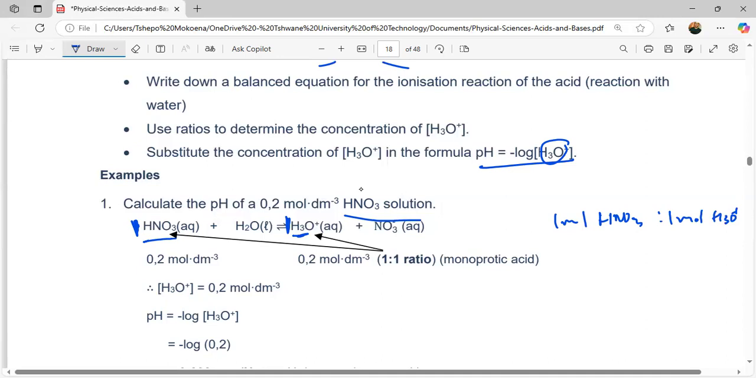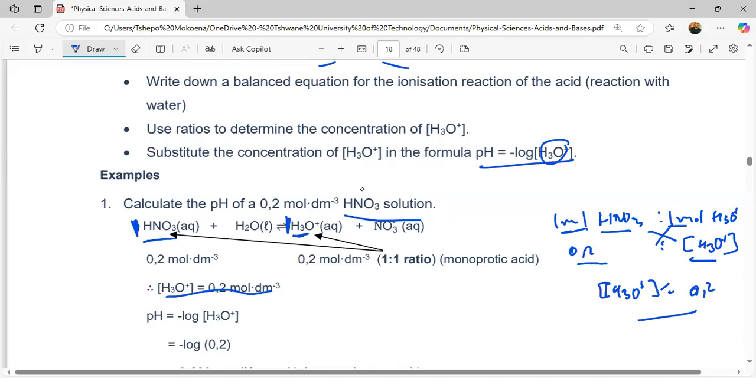Instead, you are given the concentration of this one. They said it is how much? The concentration of that one is 0.2. And the concentration here is what we are looking for. We don't have the concentration of this one. Then we cross multiply: 1 multiplied by this one is that H3O+ ion, and 1 multiplied by 0.2 is 0.2. Hence the concentration is equal to that.